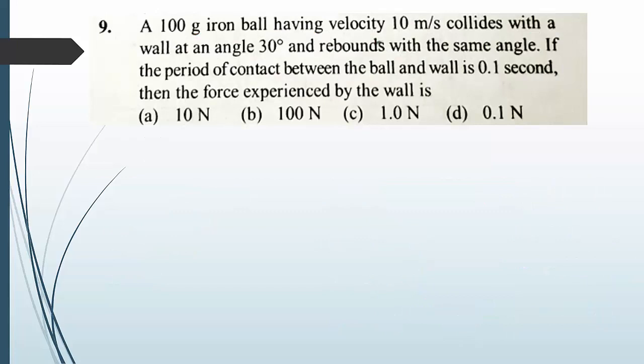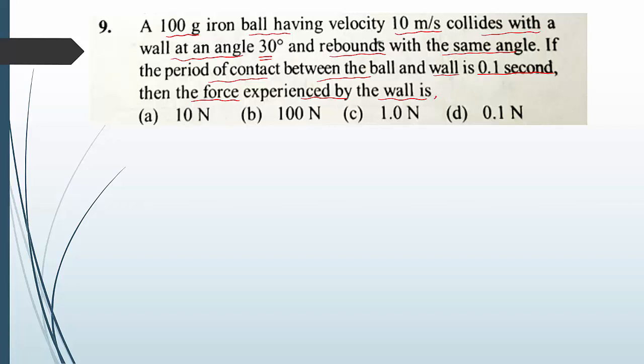9th question. A 100 gram iron ball having velocity 10 meter per second collides with a wall at an angle 30 degree and rebounds with the same angle. If the period of contact between ball and the wall is 0.1 second, then the force experienced by the wall is. Yes, so here an iron ball is going to hit the wall.